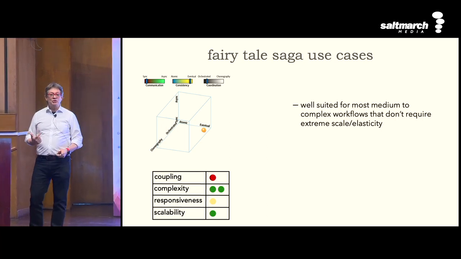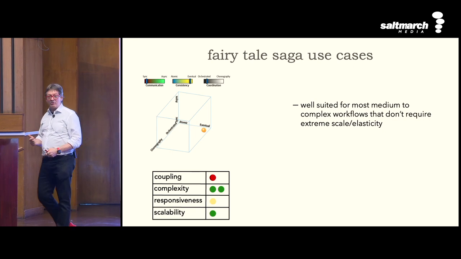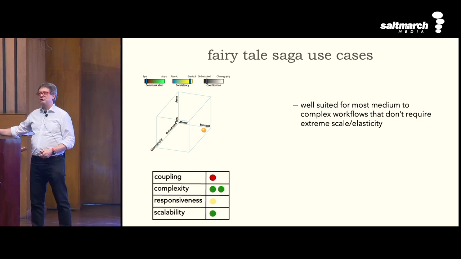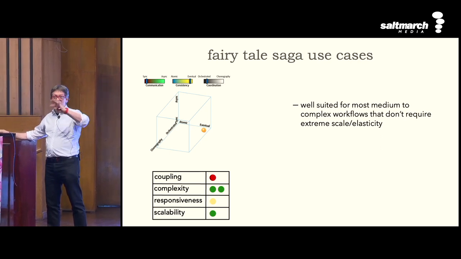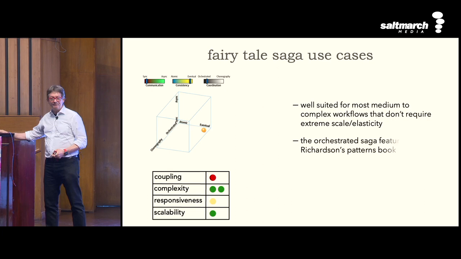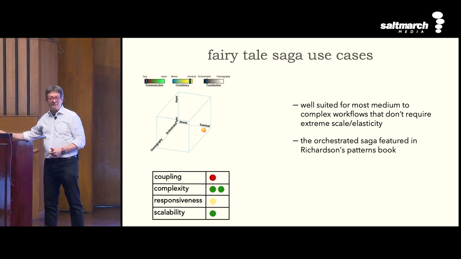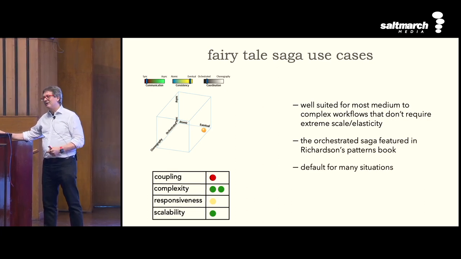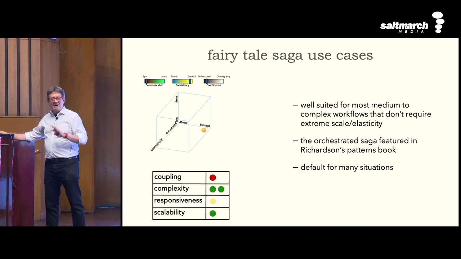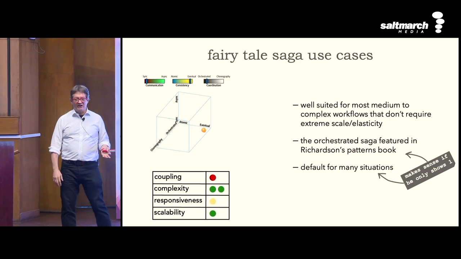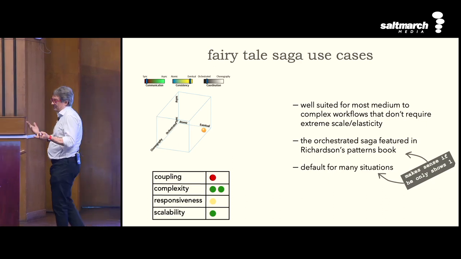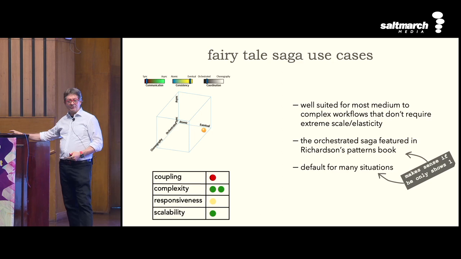This is well suited for most medium to complex workflows that don't require extreme scale or elasticity because an orchestrator can become a bottleneck because it's a single point. Now you can always distribute that, but that's complicated too. This is the orchestrated saga featured in Richardson's Patterns book. And this is probably, if any of these would be the default, this might be the default, and there's a good reason that if you're only going to show one of these, he showed this one, because this one is more or less the default.